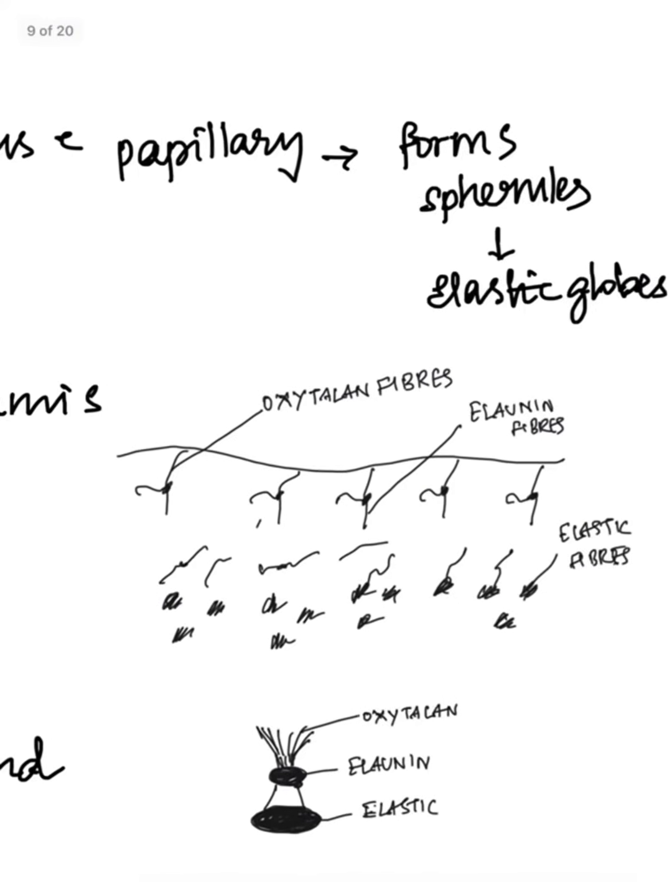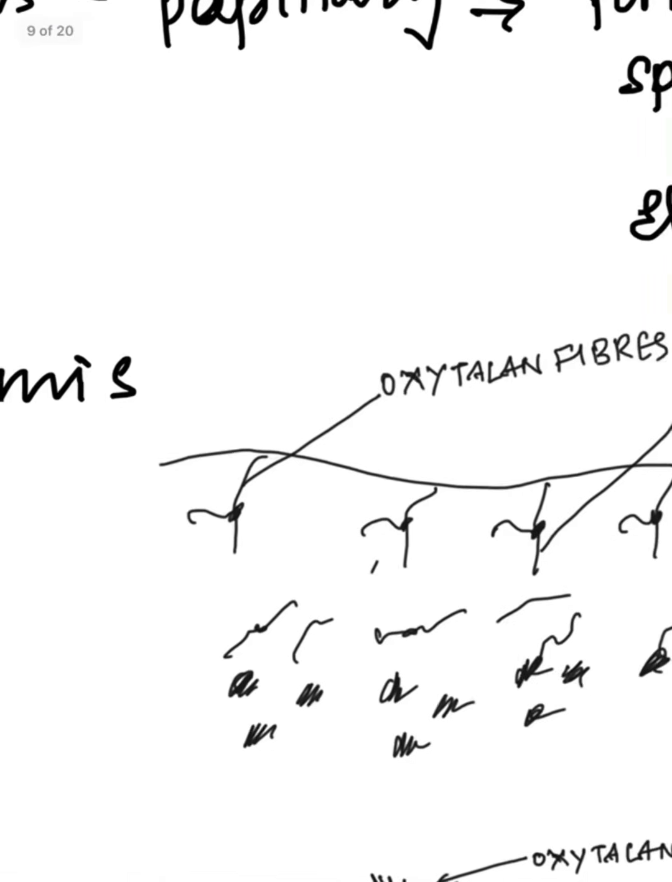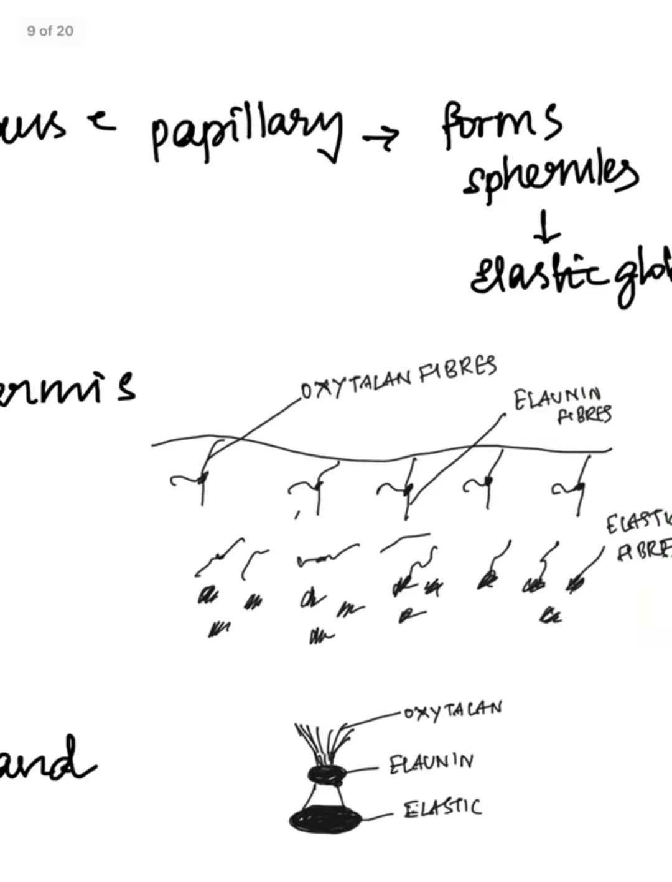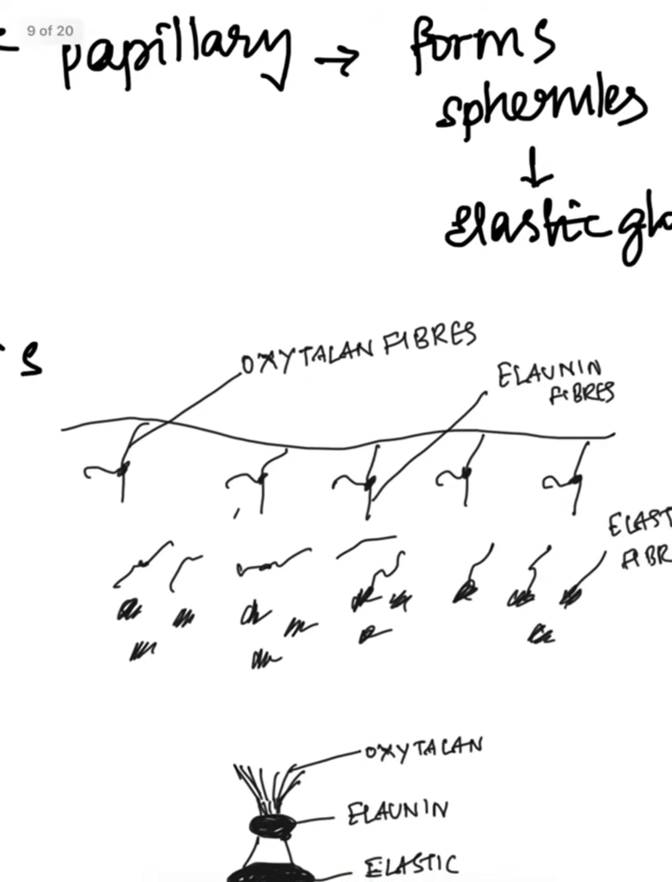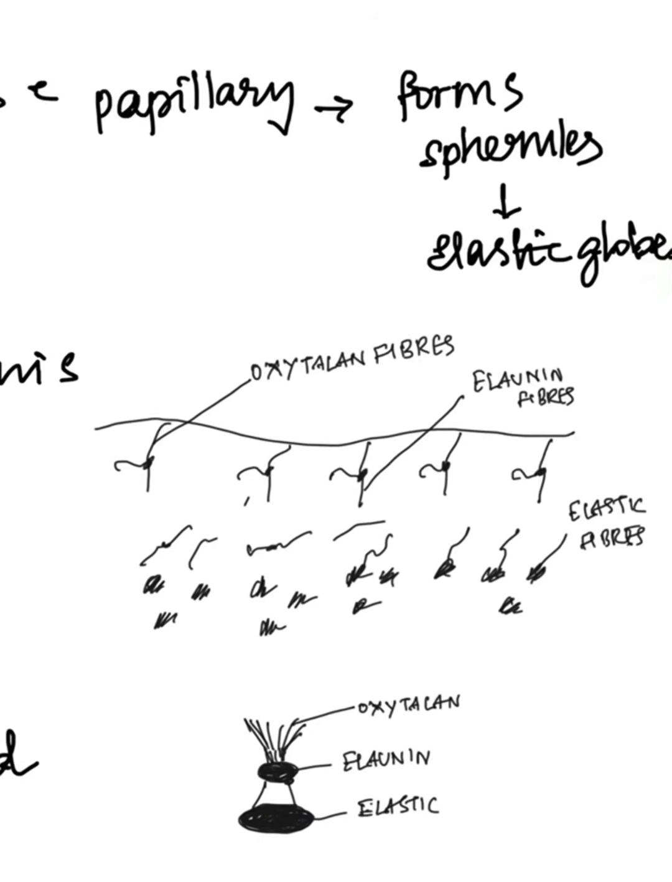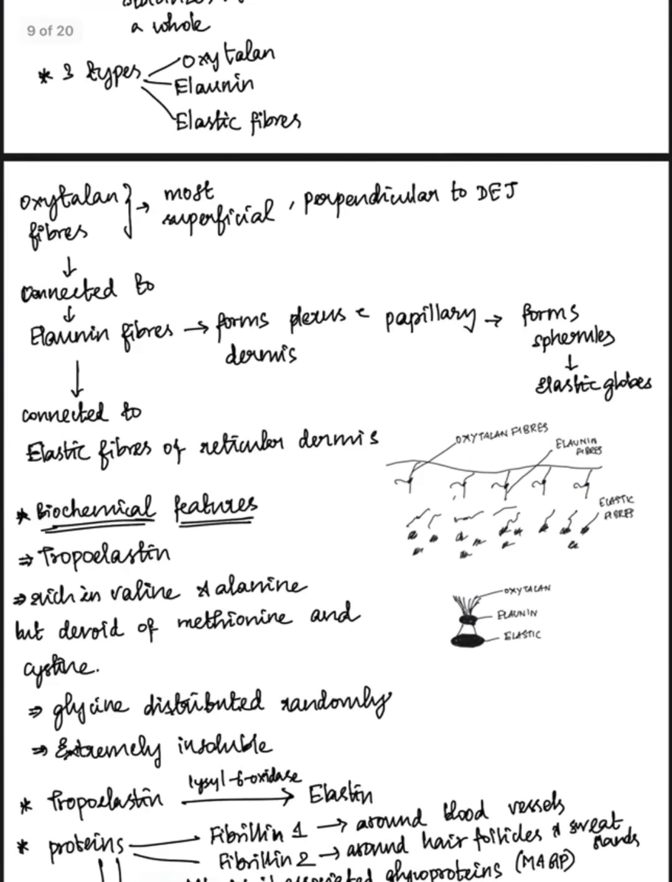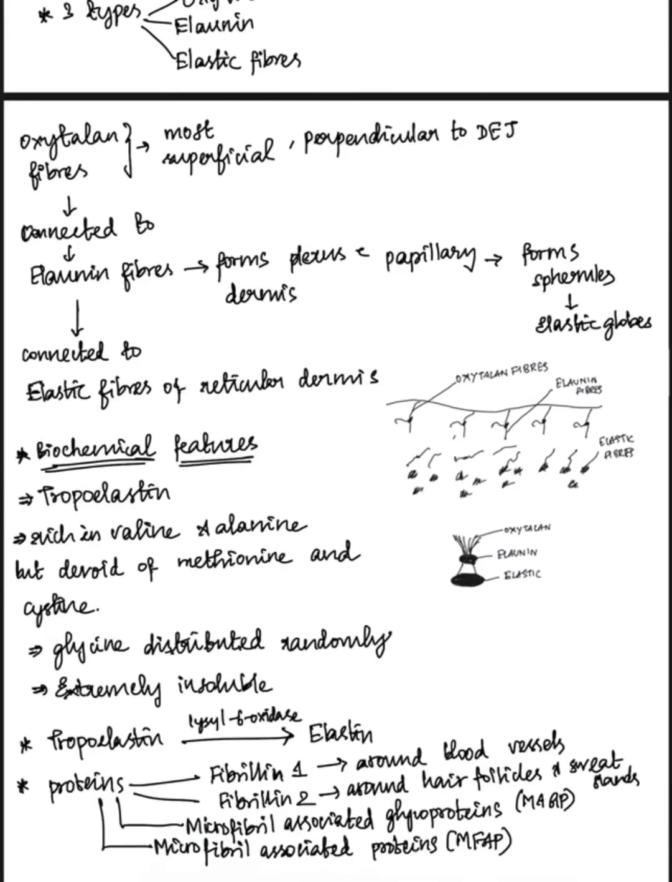Here you can see the dermoepidermal junction. The oxytalan fibers are the most superficial and are arranged perpendicular to the dermoepidermal junction, and they are attached to the elaunin fibers. These elaunin fibers in turn are attached to the elastic fibers. The elaunin fibers form a plexus with the papillary dermis, which forms spherules called elastic globules. And the elastic fibers, as seen in the picture, are present in the reticular dermis.